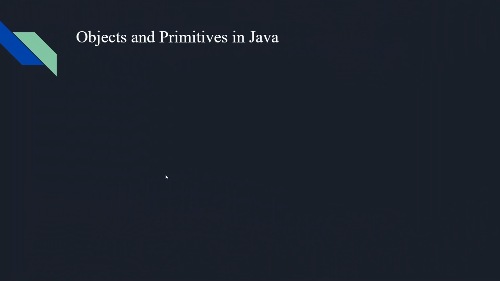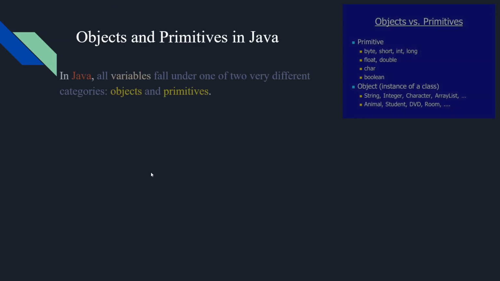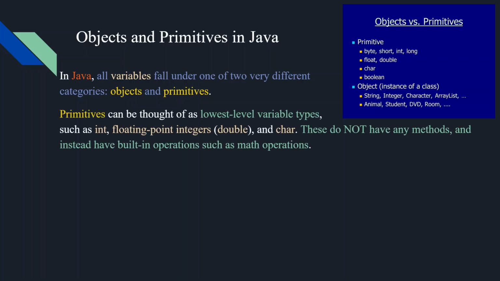In Java, all variables fall under one of two very distinct categories: objects, which are variable instances of classes, and primitives. Primitives can be thought of as lowest level variable types, such as int, double, or char. They do not have any methods, just built-in operations such as math equations, and exist wholly to store information. All of the important variable types I mentioned previously are primitives, with the sole exception of strings, as primitives are extremely efficient at storing information and much simpler to use.